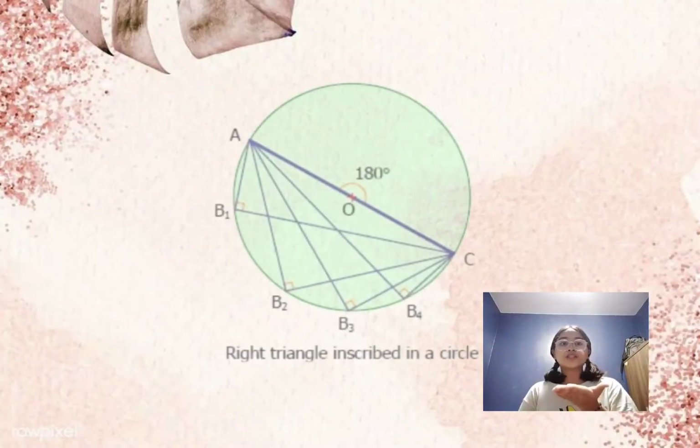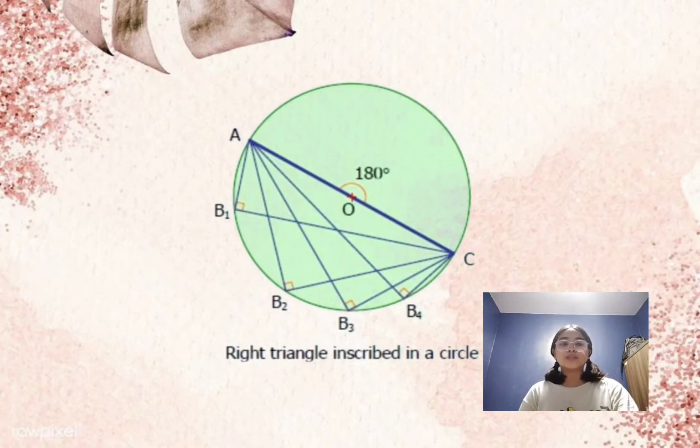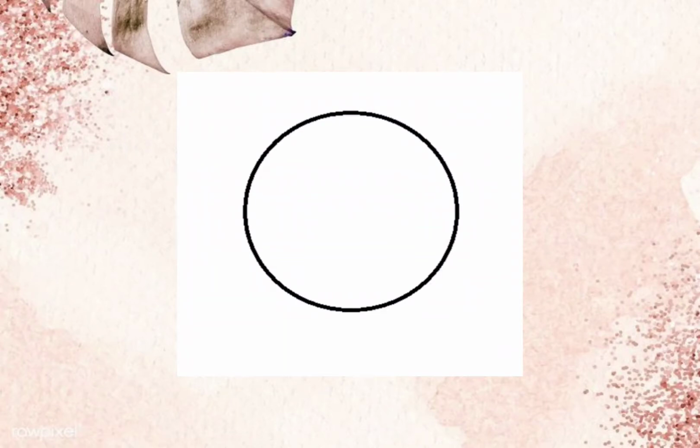From the figure on your screen right now, the diameter AC is the hypotenuse of triangles AB1C, AB2C, AB3C, and AB4C. So here is a proof showing that a triangle inscribed in a circle having a diameter as one side is a right triangle.